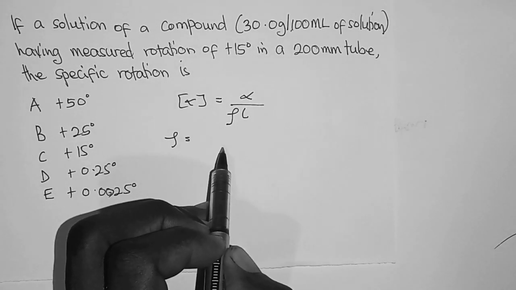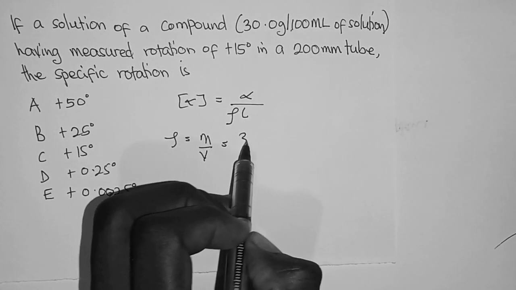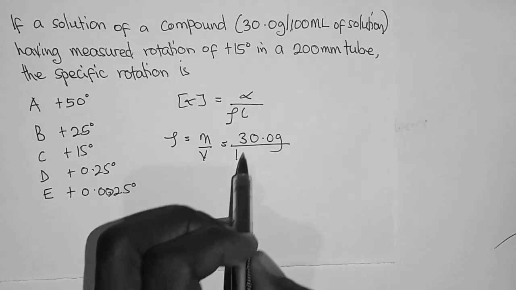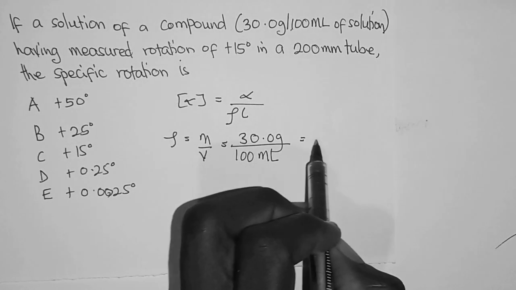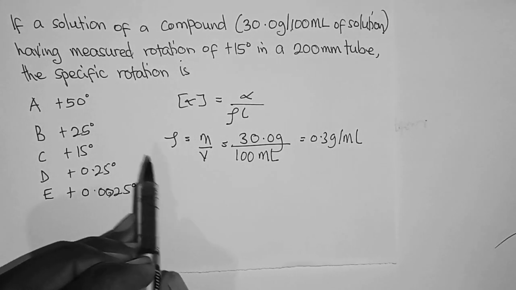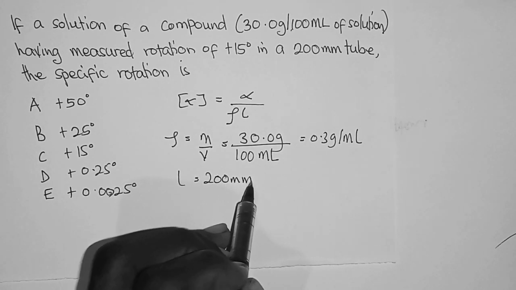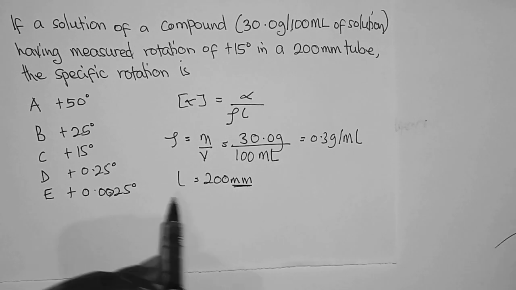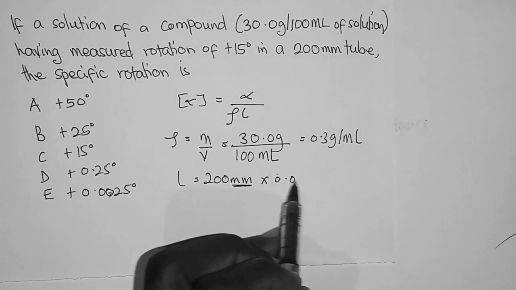Concentration is equal to mass over volume. From the solution, we're given the mass as 30.0 grams divided by the volume, which is 100 mL. So this will give us 0.3 gram per mL. Now, the path length was given as 200 millimeters. However, the path length is supposed to be in decimeters, and you convert it by multiplying by 0.01.